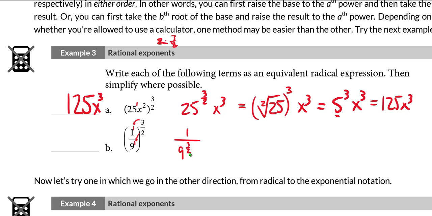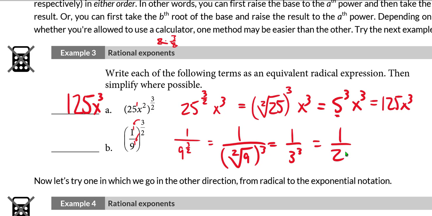And again, I need to determine whether I want to square root 9 and then cube the result, or cube 9 and then square root the result. I want to do what I did up here. I want to square root 9 and then cube the result. So I end up with 1 over 3 cubed. Square root of 9 is 3. 3 cubed is 27. 1 over 27 is the answer to example 3b.